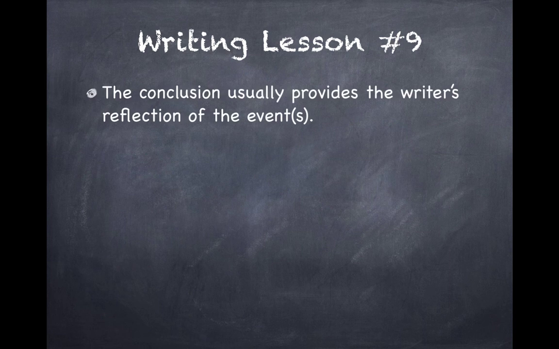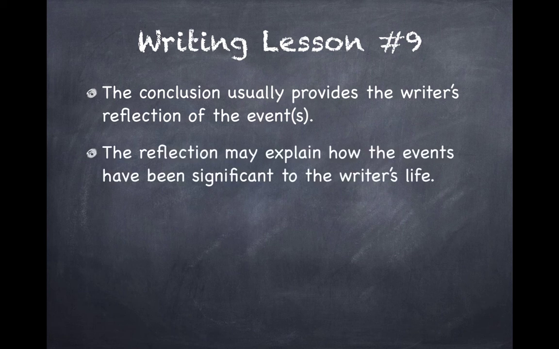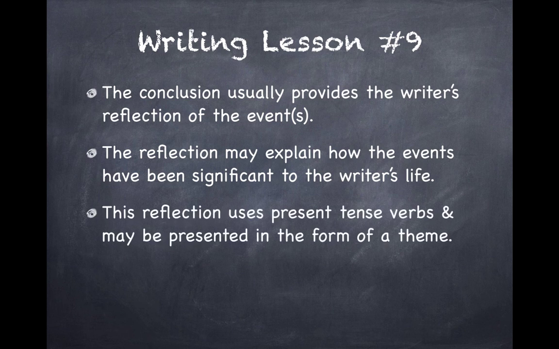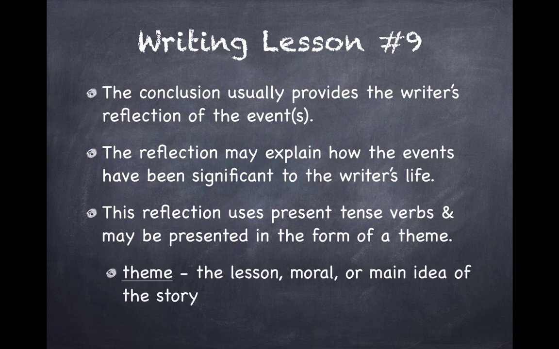Now, the conclusion will usually provide the writer's reflection of the event or the events. And the reflection may explain how the event or events may have been significant to the writer's life. This reflection will usually use present tense verbs and may be presented in the form of a theme. And now a theme is going to be a lesson, a moral, or a main idea of the story. And so to wrap up narrative writing, usually the writer will tell what the lesson of the story is and usually how he or she can apply that lesson that they learn to their future life.